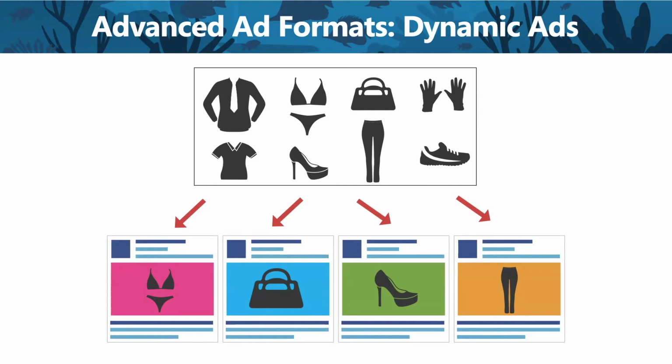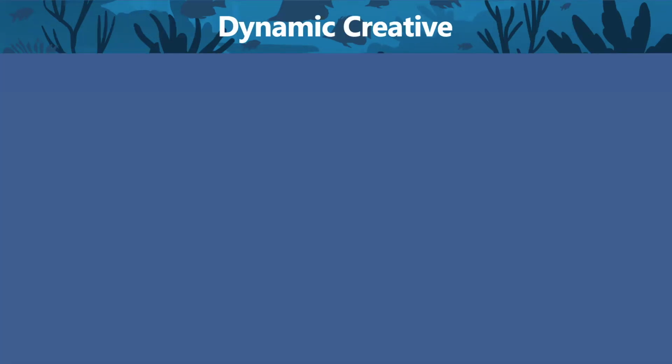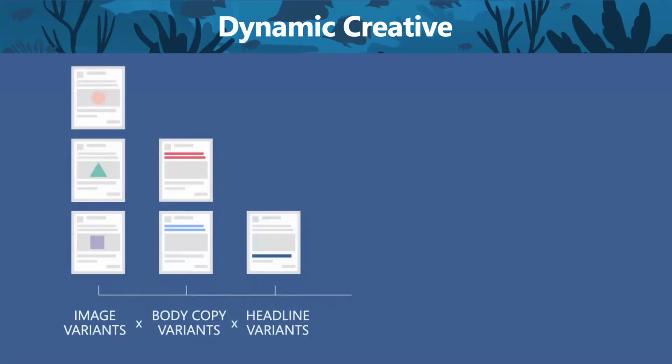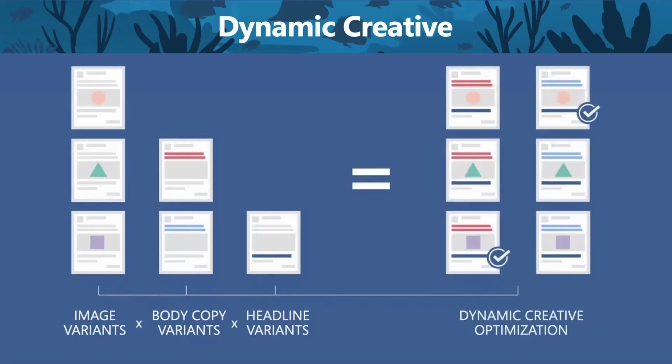Dynamic creative takes assets you have, like images, descriptions, and headlines, and leaves it up to Facebook to create combinations of these assets into ads. This saves you the time of creating individual ads, plus it finds the right combinations that produce the best results.